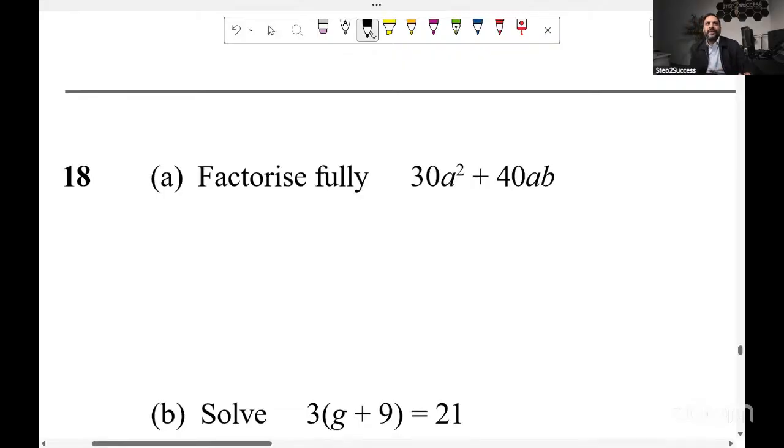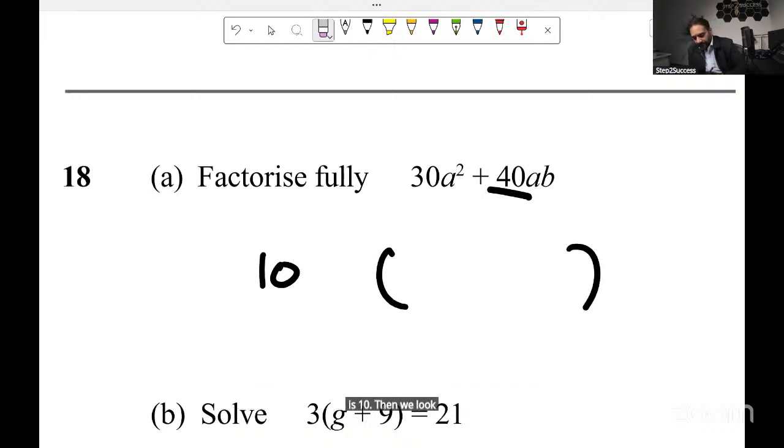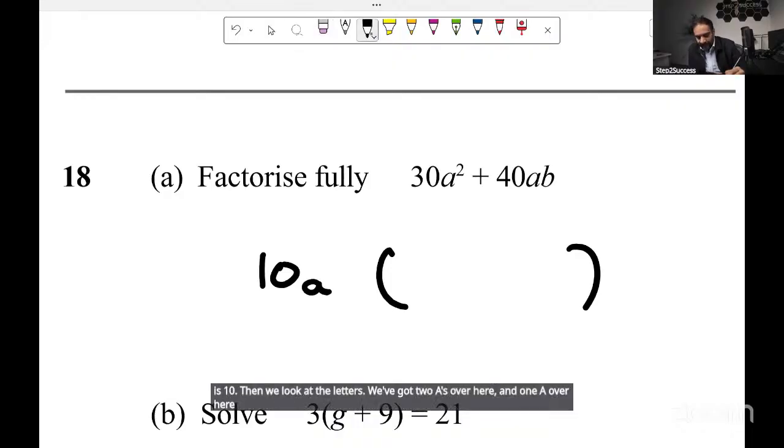Factorize fully. 30a squared plus 40ab. The highest common factor of 30 and 40 is 10. Then we look at the letters. We've got two a's over here and one a over here. The smaller amount will come out.